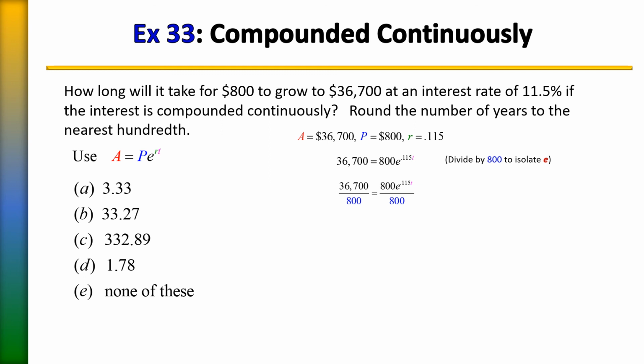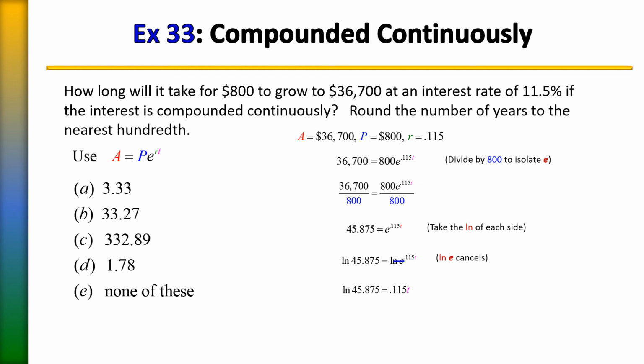So on the left side, I have 36,700 divided by 800. I can go ahead and perform that operation. And what I'm going to be left with is 45.875. And on the right side, e to the 0.115t. The next step to solving this equation is I want to take the natural log of each side so that I can cancel out that e. So once I take the natural log of each side, recall that the natural log of e is equal to 1. So when that cancels, that's going to leave me with just simply 0.115t on the right side.